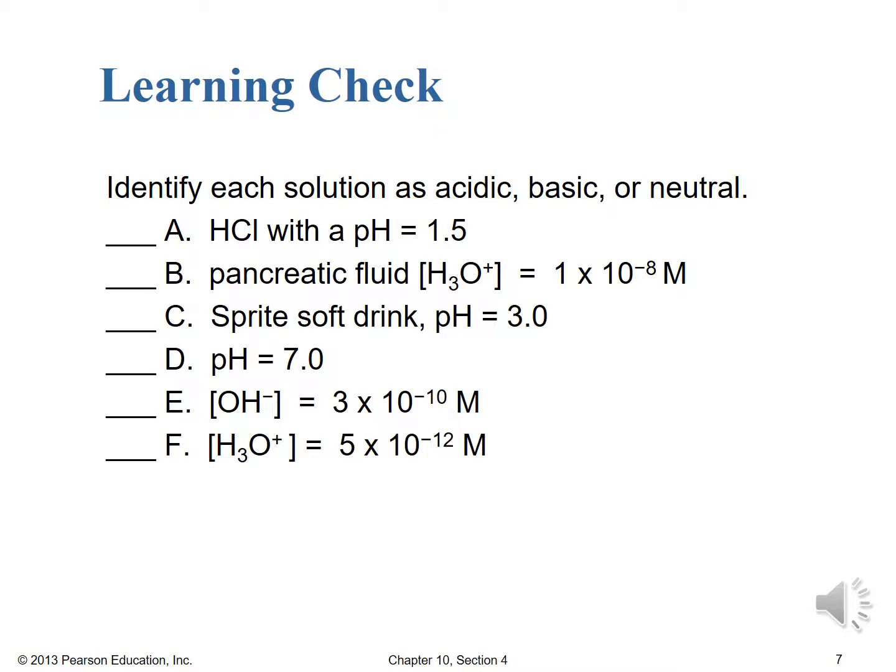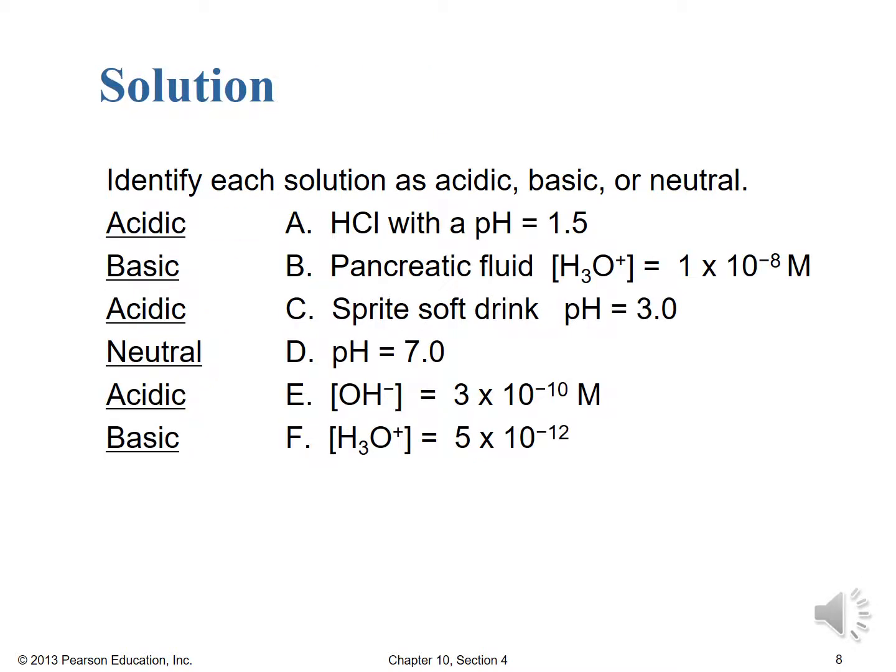All right, so HCl, a very strong acid with a pH of 1.5, so that's less than 7.0. We'll assume that we're at 25 degrees Celsius for all of this work, and that is definitely acidic. B, pancreatic fluid, H3O+ concentration of 1 times 10 to the minus 8 molar. If you recall, we said 1 times 10 to the minus 7 molar H3O+ concentration is neutral at 25 degrees Celsius. This is a smaller concentration of H3O+, so that means we must be basic.